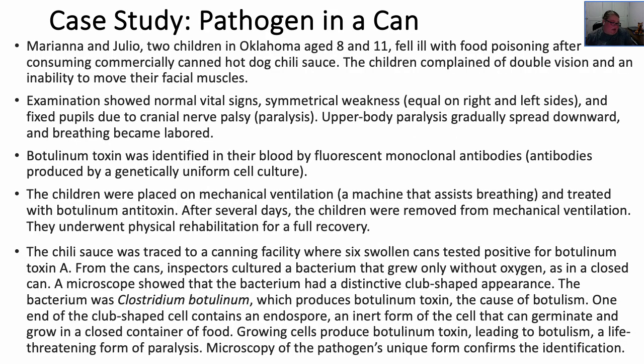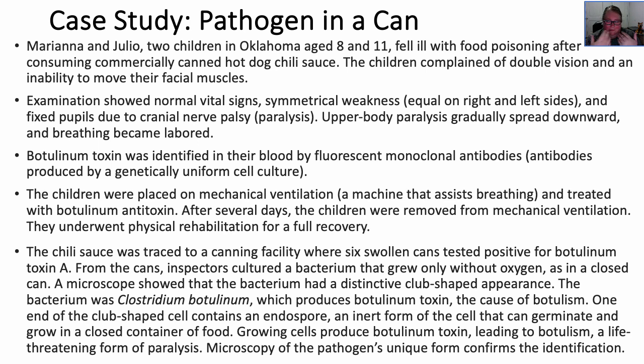Okay, so that is chapter 3.5. We have one more review question we're going to go through, but this review question requires us to remember our case study from the beginning of this chapter, the pathogen in a can. We have Mariana and Julio, two kids from Oklahoma. They eat the commercially canned hot dog chili sauce and get sick with food poisoning. They go through all those different symptoms.